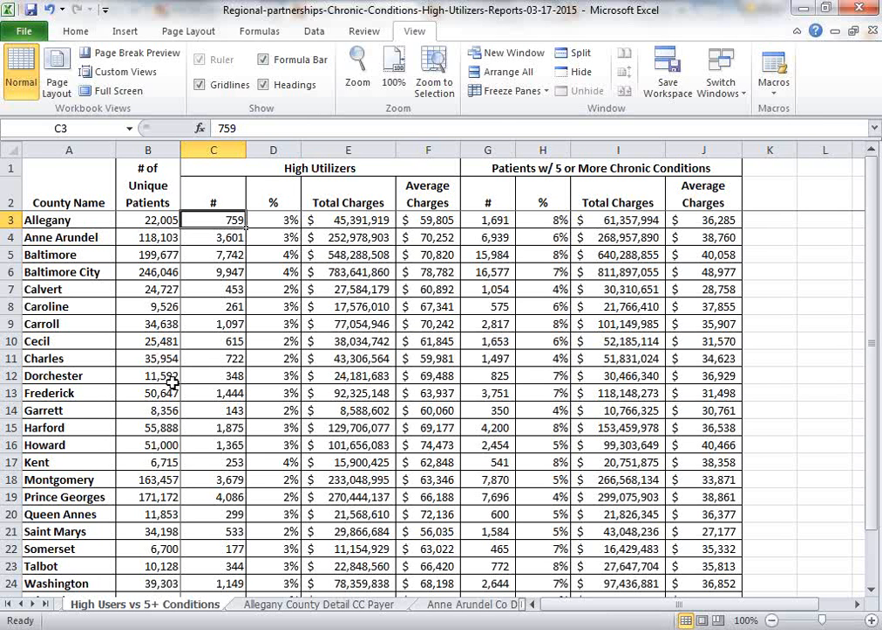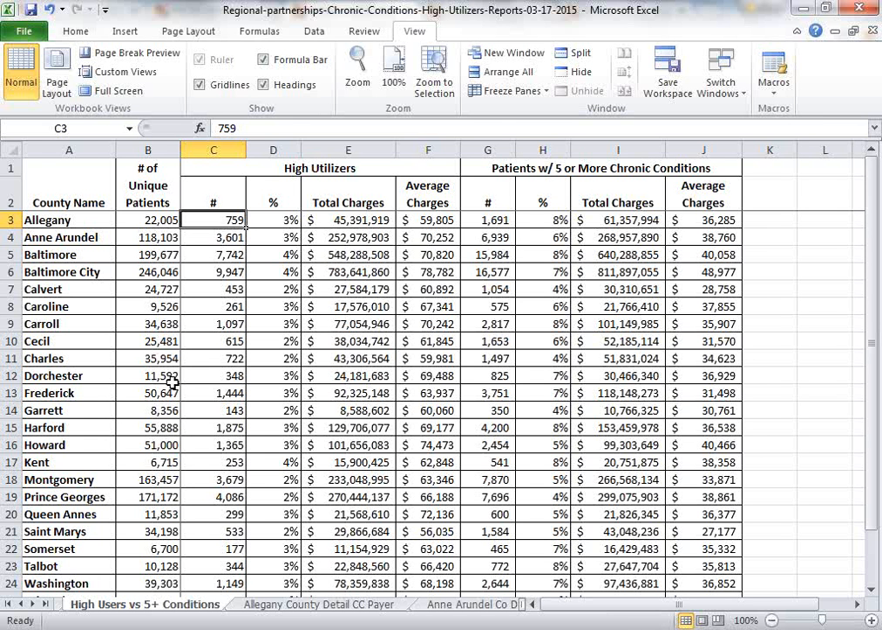high utilizer patients. On the other hand, the patients with 5 or more chronic conditions might be an ideal place to start with the primary care community-based providers to avoid some of the increasing, avoiding the risk that might make them become a high utilizer.